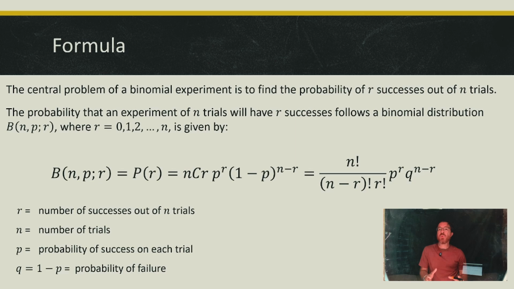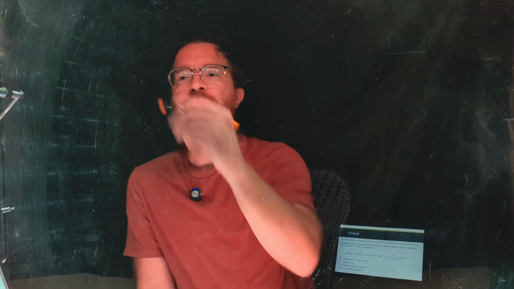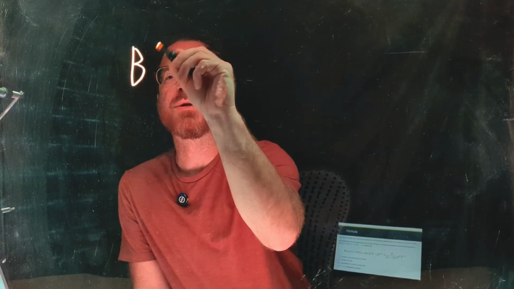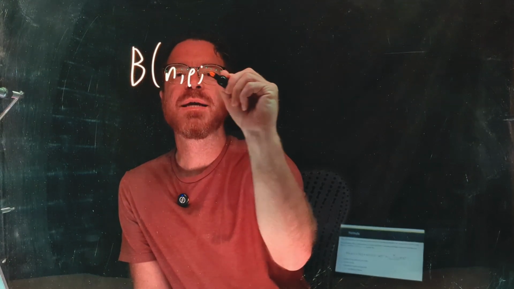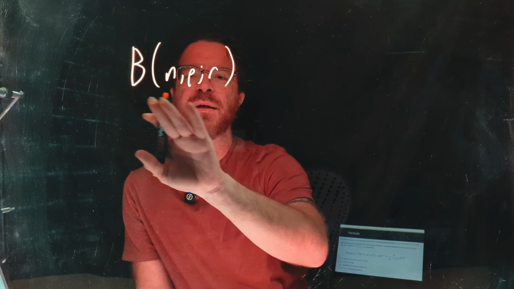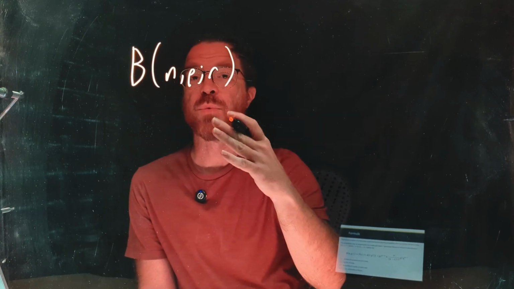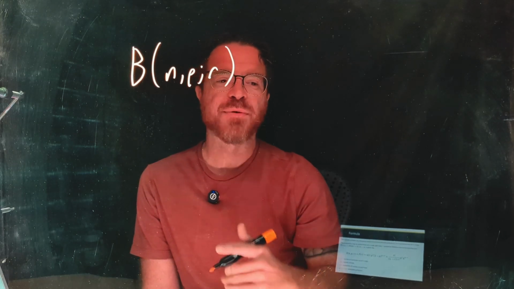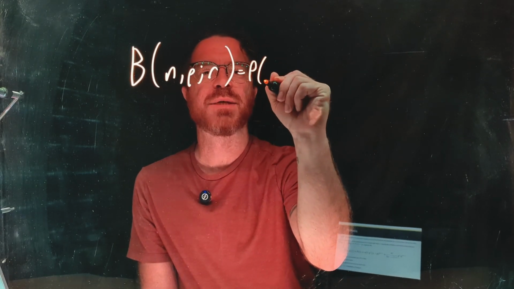Now let's actually discuss how we can solve these binomial probabilities. So the central problem of a binomial experiment is to find the probability of getting R number of successes out of n trials, where, if you remember, every single trial has two possible outcomes with a probability P of success. So the probability that an experiment of n trials will have R successes follows the binomial distribution, which, as I said previously, is going to be B, n, comma, P, semicolon R for binomial probability with n and P, which will set up what binomial distribution we're in, and we're looking for R number of outcomes, which we're just going to write as P of R.